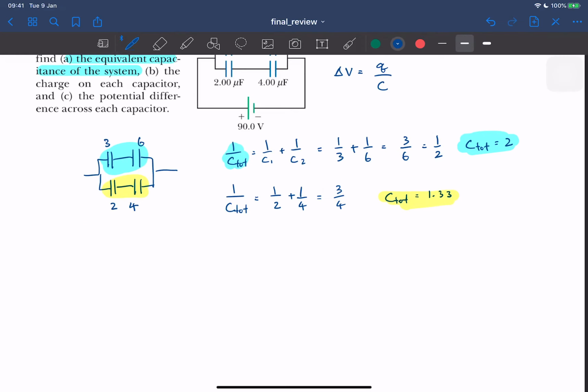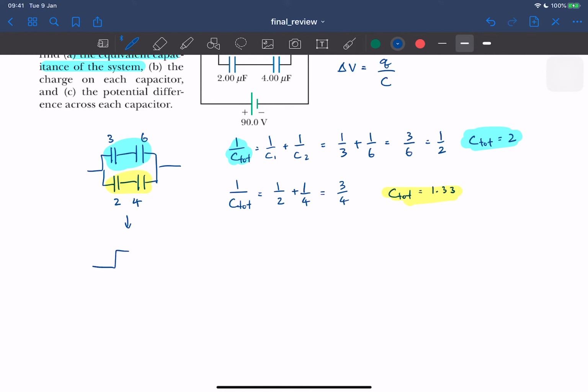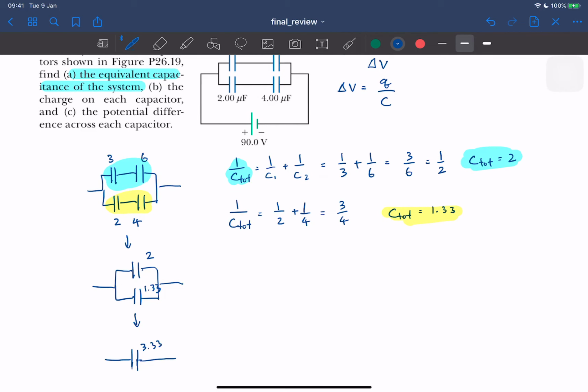Okay, so the next step is to combine the two, like this. So this is 2, this is 1.33. When you connect capacitors in parallel, you just add them up. So this one is easy, it becomes 2 plus 1.33, so 3.33. So this is the equivalent capacitance of the system. So C equivalent is 3.33 microfarad.